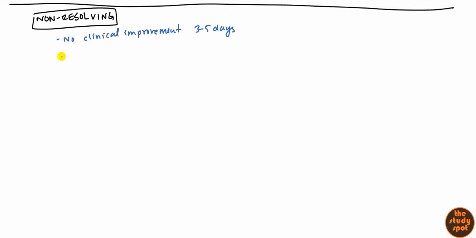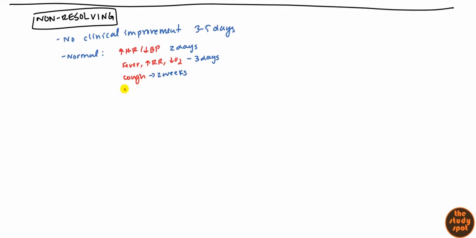So they don't have to be completely healthy, but they should just be improving within 3 to 5 days. Now, there is a spectrum of normal healing. Generally, the tachycardia and the low blood pressure should heal in 2 days. The fever, the tachypnea and the hypoxemia take about 3 days to get better. Cough will be there for about 2 weeks, and fatigue will also be there for 2 weeks.